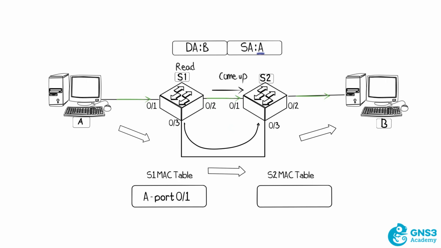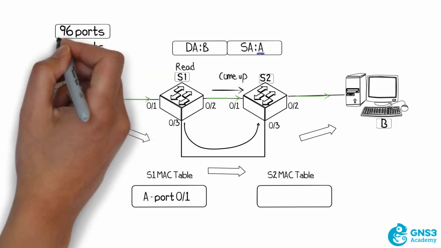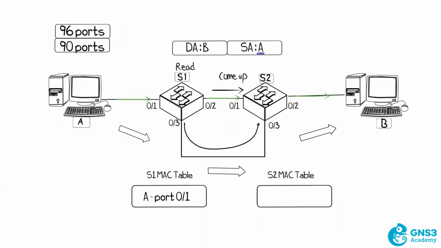Now this is obviously a very simple topology. In this example, the frame is only being sent out of 2 ports of the switch. However, if the switch had many ports, let's say 96 ports, an incoming frame on one port could be replicated out of over 90 ports on that switch. That increases the amount of traffic sent in your network quite dramatically.